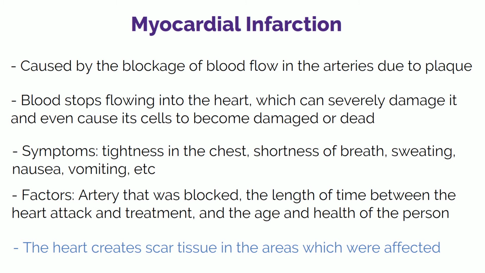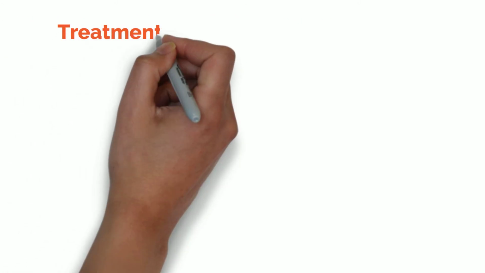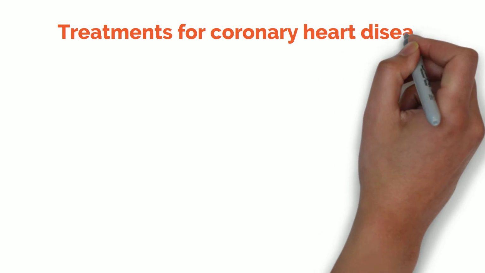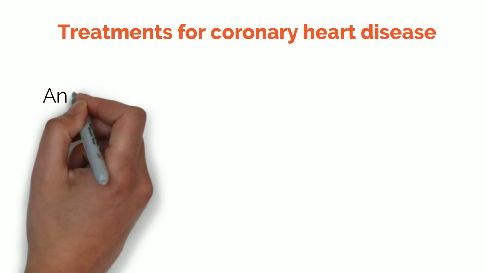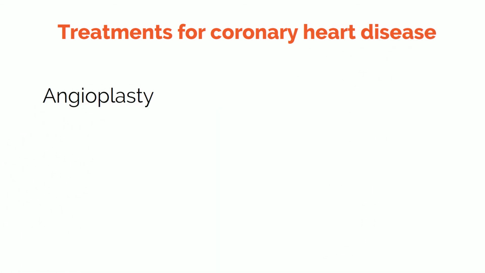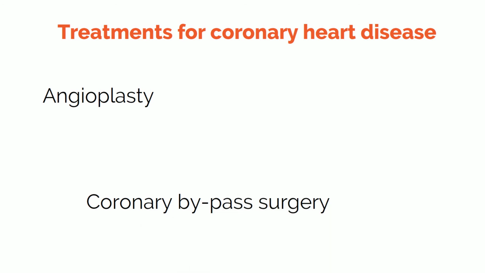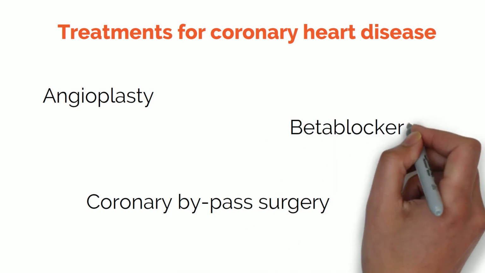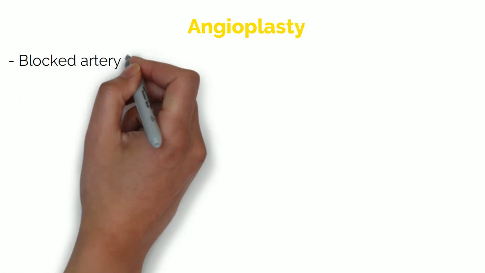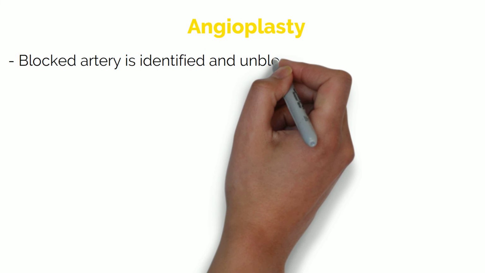So what can you do to treat coronary heart disease? There are a few procedures which can be performed, such as an angioplasty, a coronary bypass surgery, or the use of beta blockers. An angioplasty is a procedure in which the artery which became blocked is identified and then unblocked.